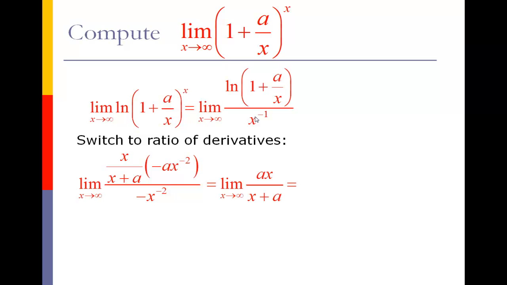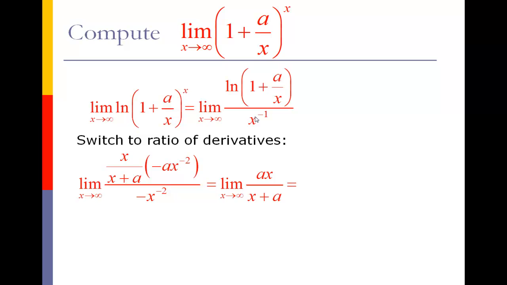We can cancel them and we can combine what's left in the top, and so we're just left with the limit as x approaches infinity of ax divided by x plus a. By the way, a can be any number. I forgot to say that at the beginning, but a can be any real number except 0, of course. But for a equals 0, it's not even an indeterminate form, so we're fine.